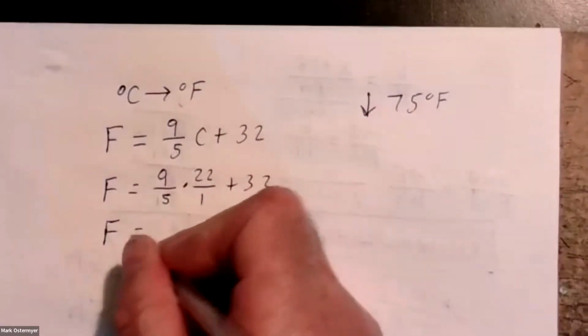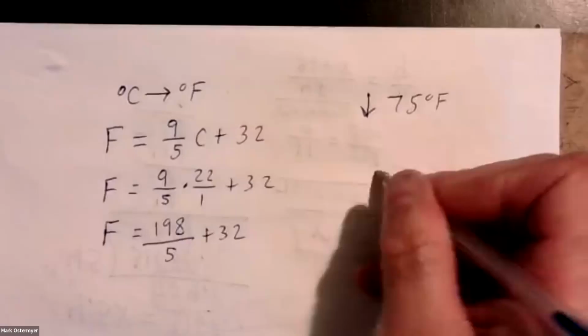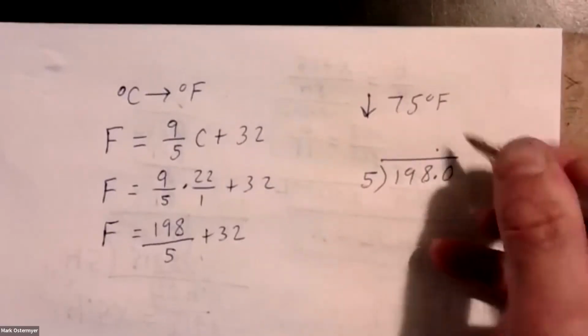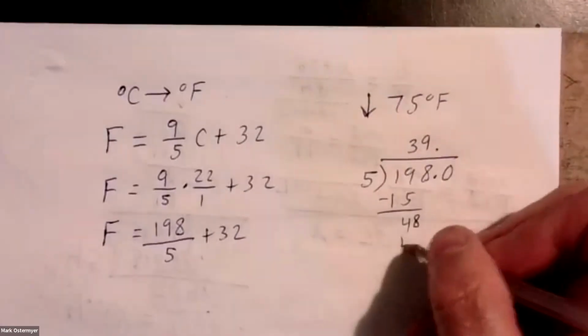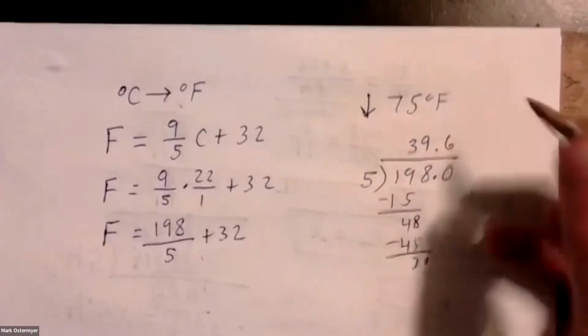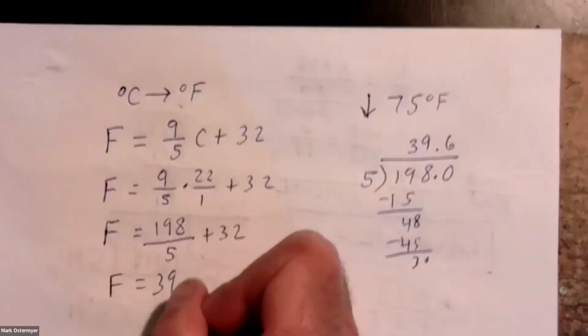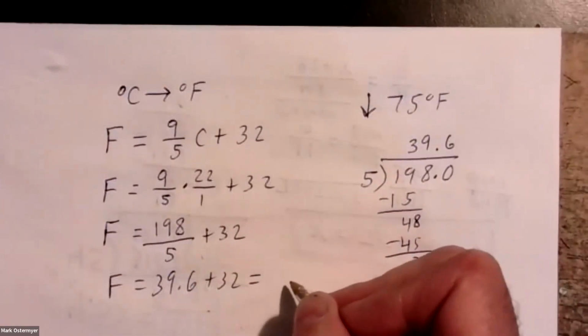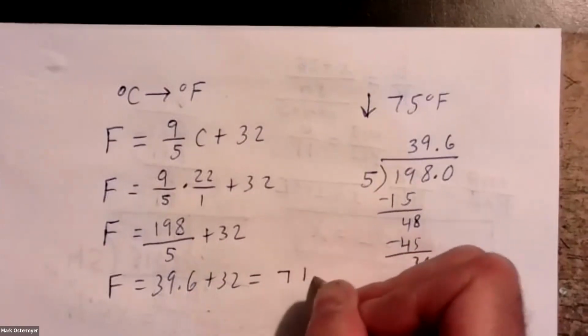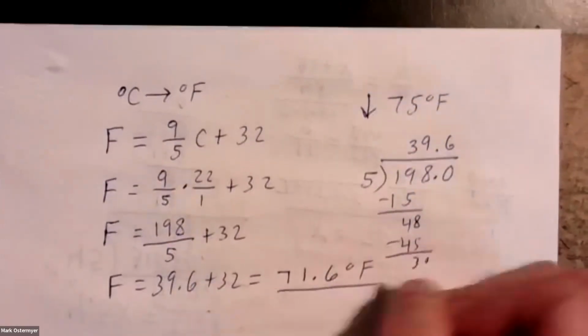What's 9 times 22? 198. Five goes into 198 how many times? Let's turn to decimals. 39.6. So 39.6 plus 32 gives us what? 71.6 degrees Fahrenheit, correct?